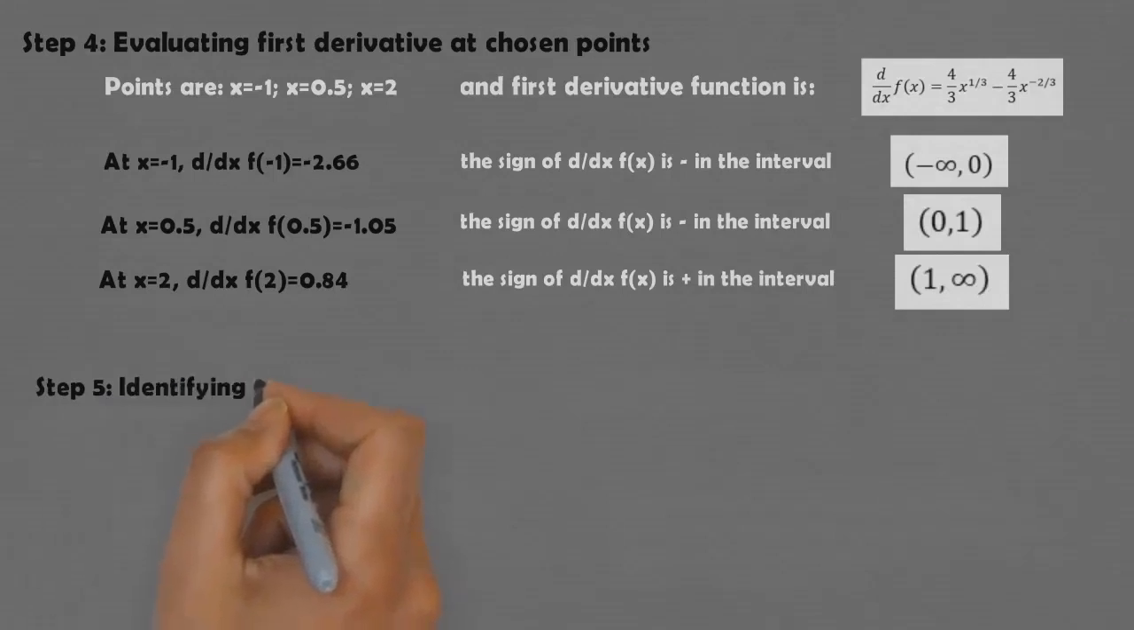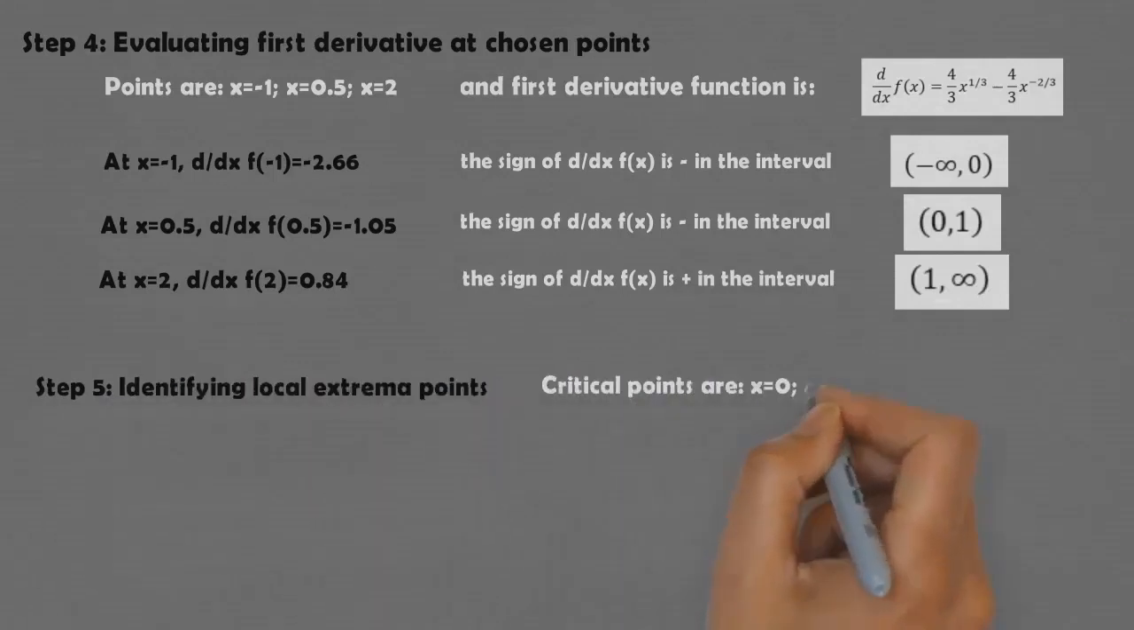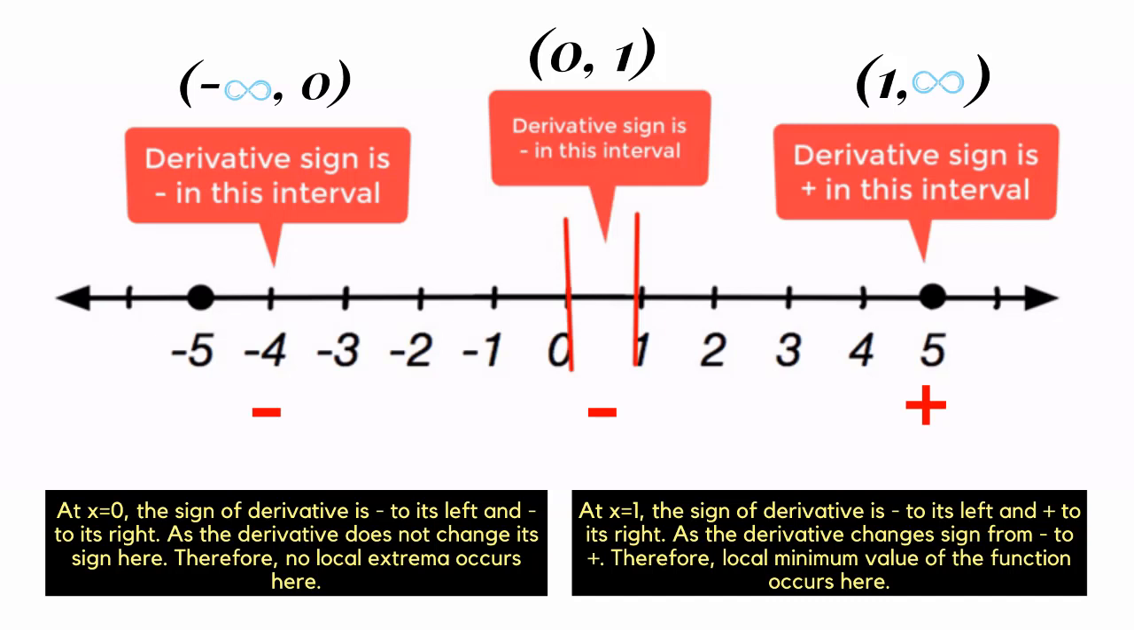Step 5. Identifying local extreme points. The critical points are x is equal to 0 and x is equal to 1. At x is equal to 0, which is a critical point, the sign of the derivative is minus to its left and minus to its right. As the derivative does not change its sign, no local extremum occurs at x is equal to 0. At x is equal to 1, the sign of the derivative is minus to its left and plus to its right. As the derivative changes its sign from minus to plus, a local minimum value of the function occurs at x is equal to 1. So by using the first derivative test, we have found that at x is equal to 1, a local minimum value occurs, and its value is equal to minus 3.